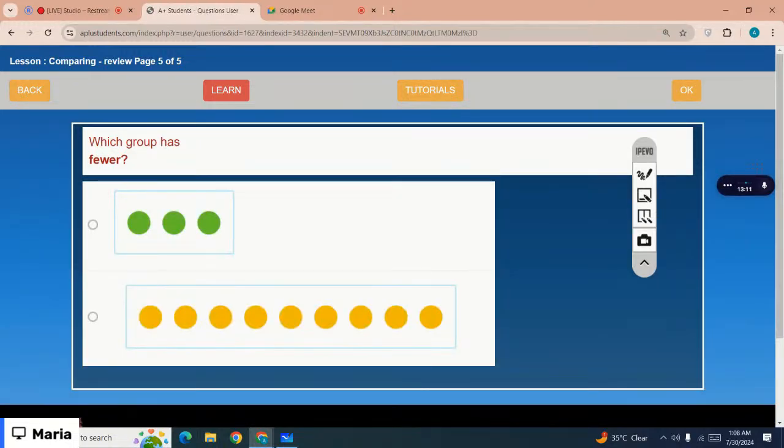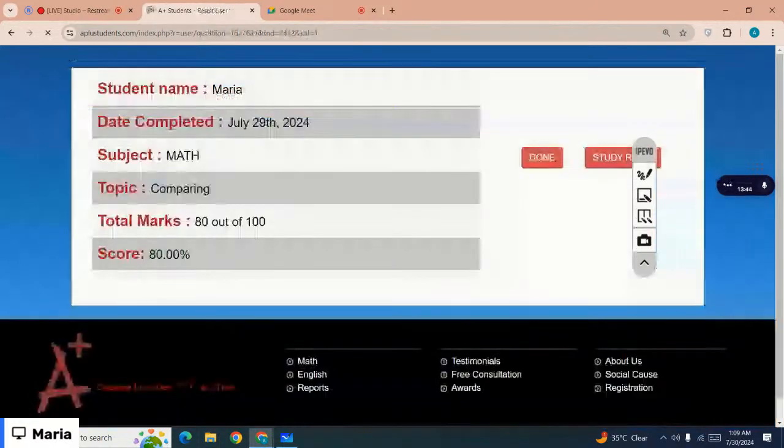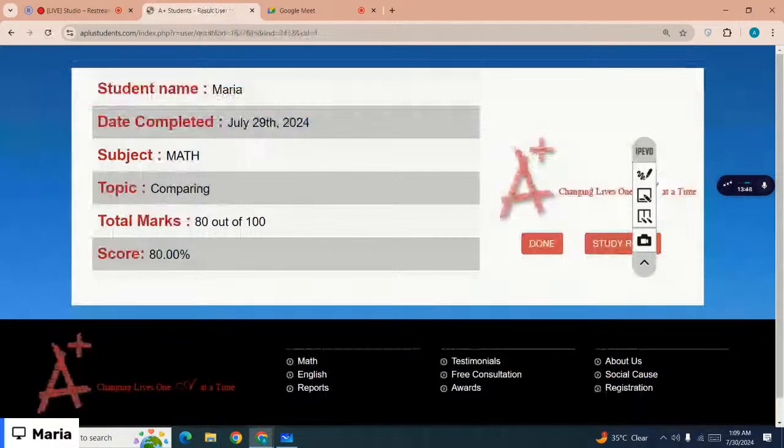Okay, which group has fewer, green or orange? Which is the correct option? The correct option is the green group has fewer dots. The correct option is green. Okay, we are done with the lesson. Basically we are comparing them, right?